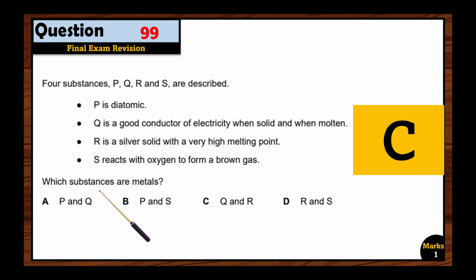Because a brown gas is only formed when nitrogen reacts with oxygen. It's nitrogen oxide. Nitrogen is a non-metal, oxygen is a non-metal. So of course, S is actually nitrogen. So S is also rejected.